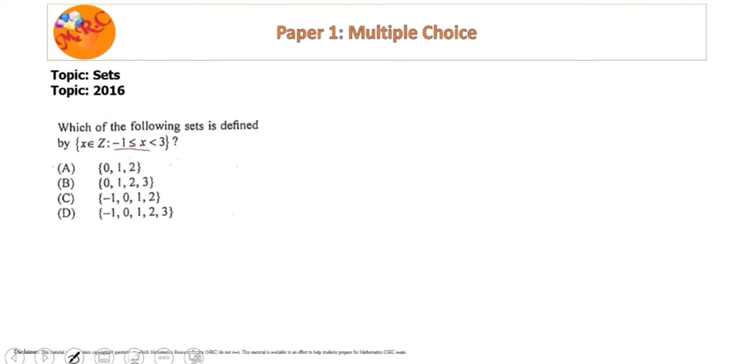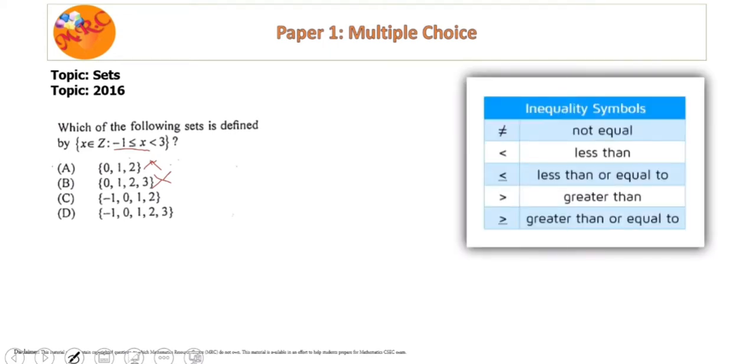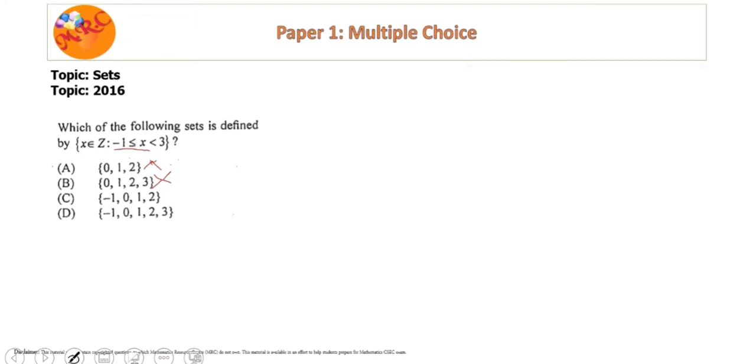So we know definitely that it won't be A, because there's no -1 there, and it won't be B. Either of those cannot be the answer. Now, the next part says x is less than 3. So it's ranging from -1 to the number which is less than 3, which is 2. So we're looking for -1, 0, 1, 2, and that set is C.